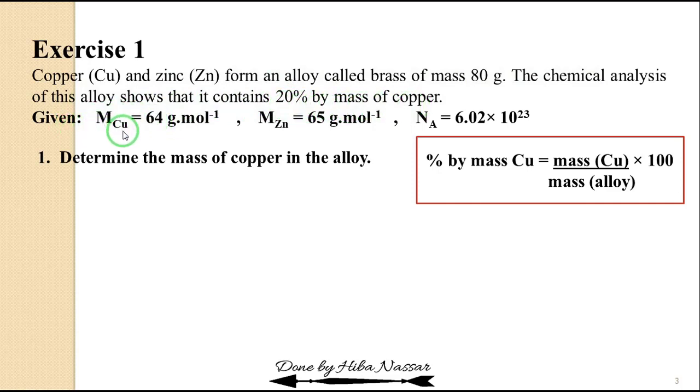Given the molar masses for copper 64 gram per mole and for zinc 65 gram per mole, in addition to the Avogadro's number. Question number 1. Determine the mass of copper in the alloy.